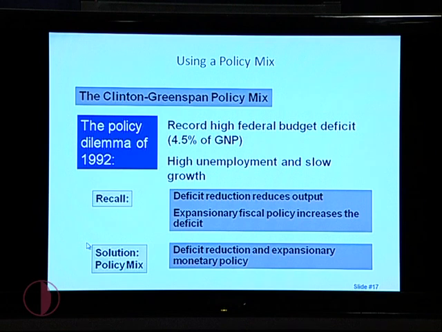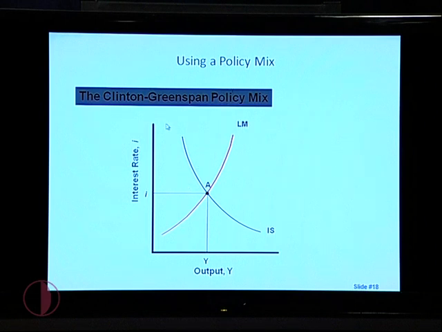Solution: policy mix, deficit reduction and expansionary monetary policy. Using a policy mix, the Clinton-Greenspan, Alan Greenspan policy mix. Interest rate here, output here. IS LM before policy change, equilibrium, this and Y.